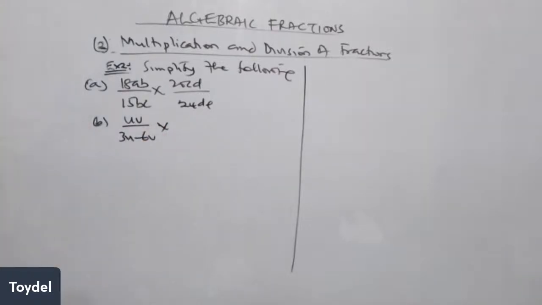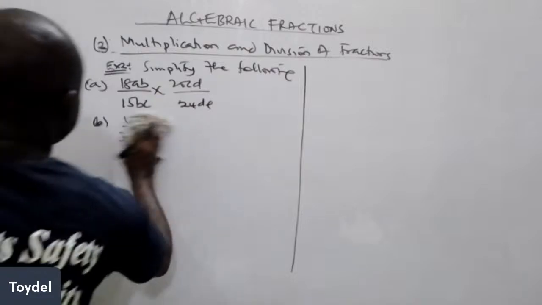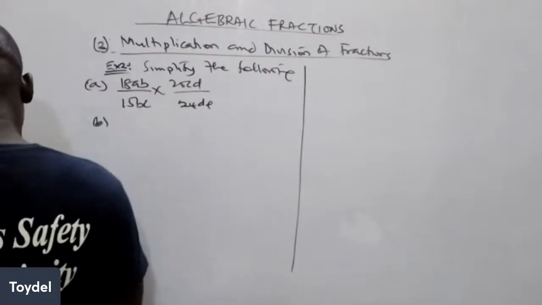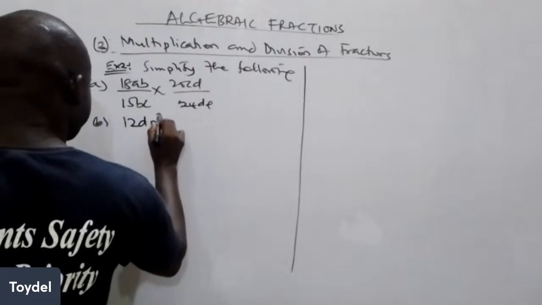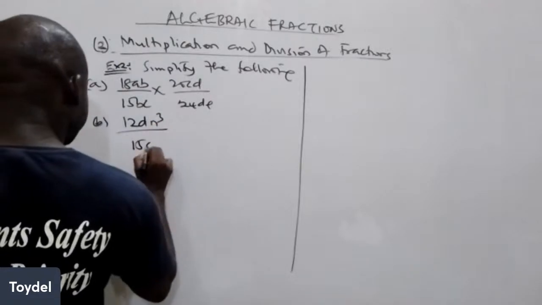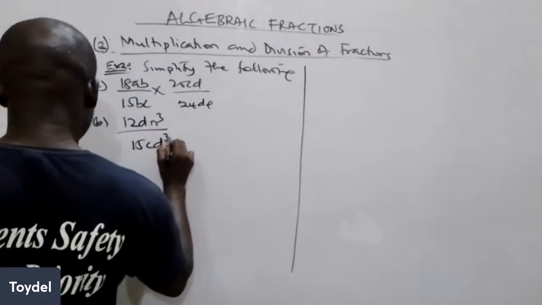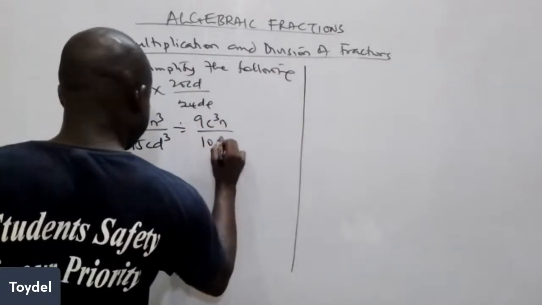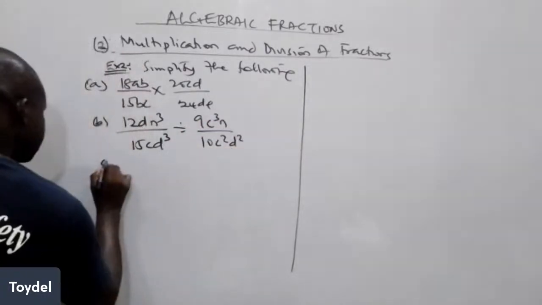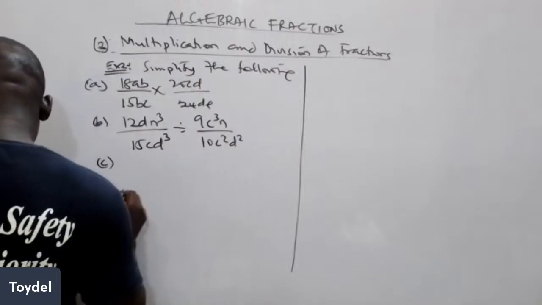let me take a question under division. So I have 12dn cubed all over 15cd cubed divided by 9c cubed n all over 10c squared d squared.